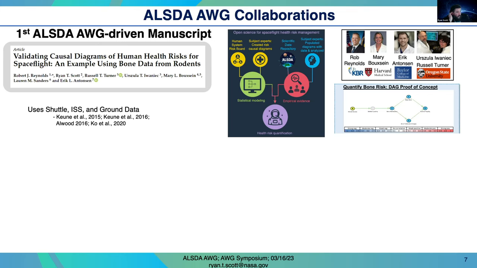And so several different bone data sets that were in OSDR that are currently either available or being released, two of them are available, two more are about to be available, were shared and then put out for this publication as a proof of concept on ways to validate the DAGs. Which can be used for eventual risk quantification for astronaut health and individualized risk quantification.